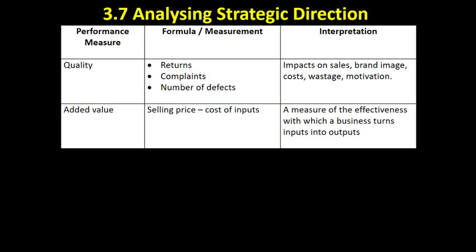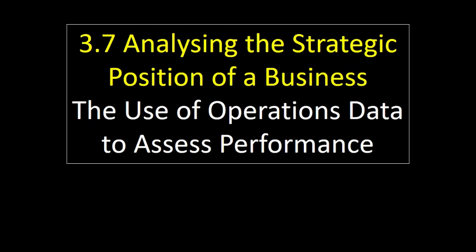In terms of added value, that can be calculated by subtracting the cost of inputs from the selling price, and if we're able to add a lot of value to our product because we've got really strong brand image, that would be another thing that I'd want to consider in my SWOT analysis. So there's a range of operations data that we can use to assess our performance, find out where we are, and then we can start building our strategic plan to improve and get better.